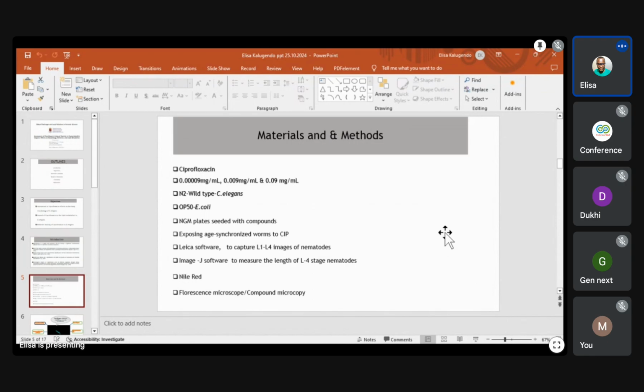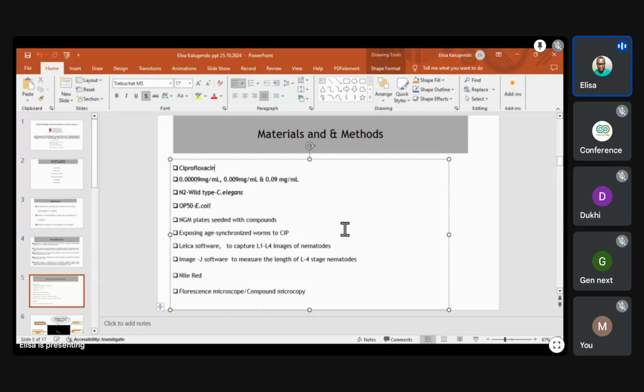Materials and methods. The main material we used in our study was ciprofloxacin. This is an antibiotic which is used for the treatment of different bacterial infections, especially both gram-positive and gram-negative. In our previous environmental monitoring study, we detected 9 microgram per liter of ciprofloxacin in river water. We detected 9 microgram per liter.